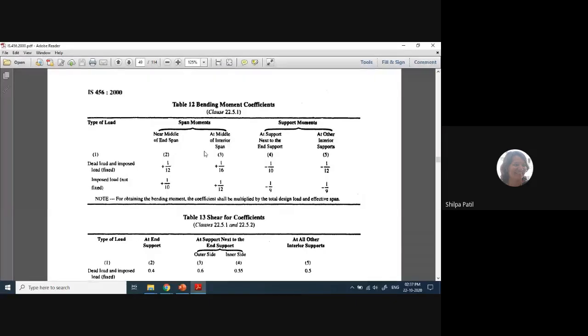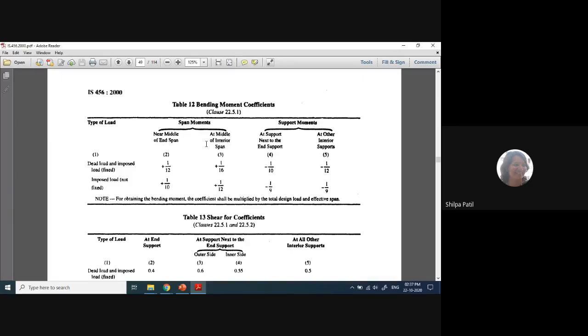Now what is the meaning of coefficient? If I consider a simply supported beam subjected to UDL, my maximum bending moment value is WL² by 8, right? So 1 by 8 is my coefficient in this case. In this fashion, all these are the coefficients given in this table. The values you are observing, 1 by 12, 1 by 16, 1 by 10, are all coefficients given to find out the moments at the appropriate locations.